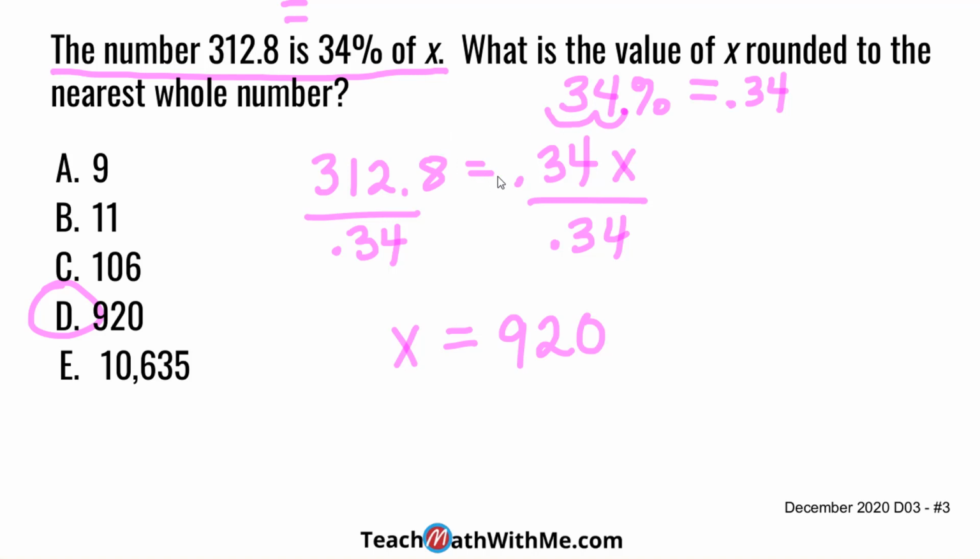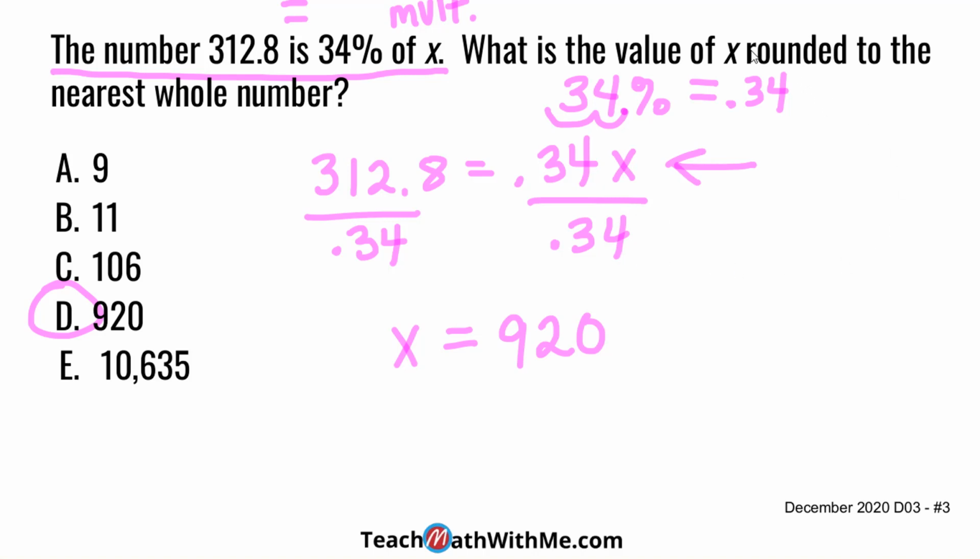So we're at is 34% of. When I see of, I think multiplication. Make sure you think multiplication. So I can say 0.34 times x. And that set up my initial expression that I needed to be able to solve for x.